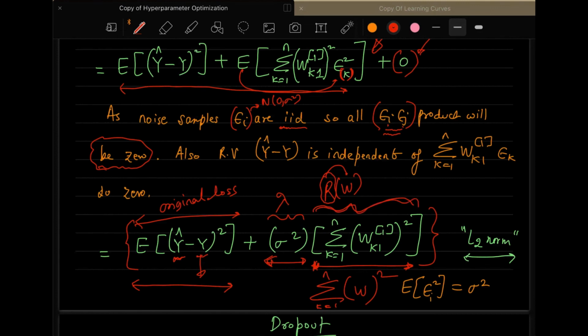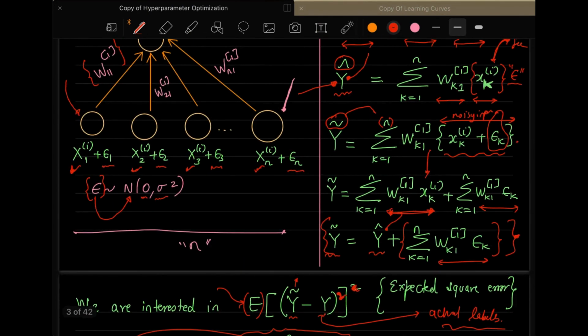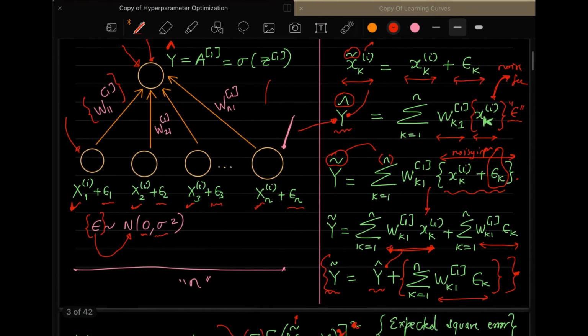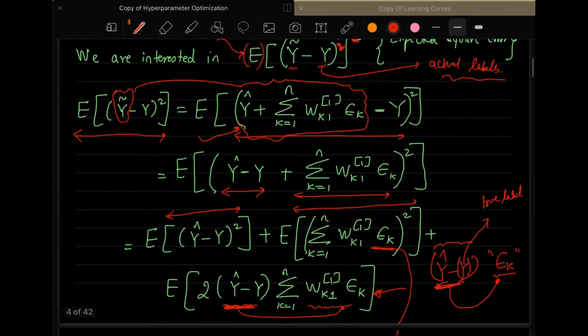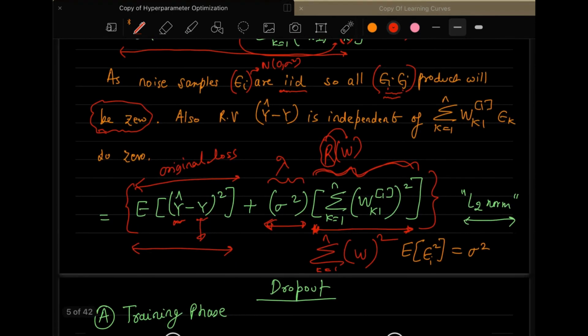So now you can see that when you inject noise into this neural network, it is equivalent to L2 regularization. It is regularizing your neural network with lambda equal to sigma square. So you can see how injecting noise is actually equivalent to a type of regularization.